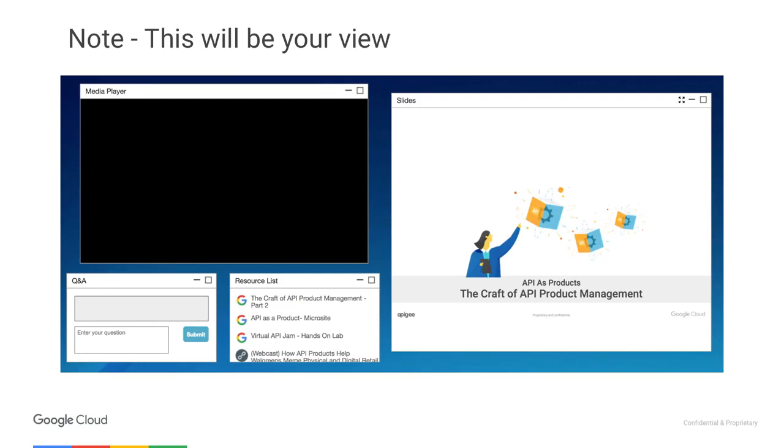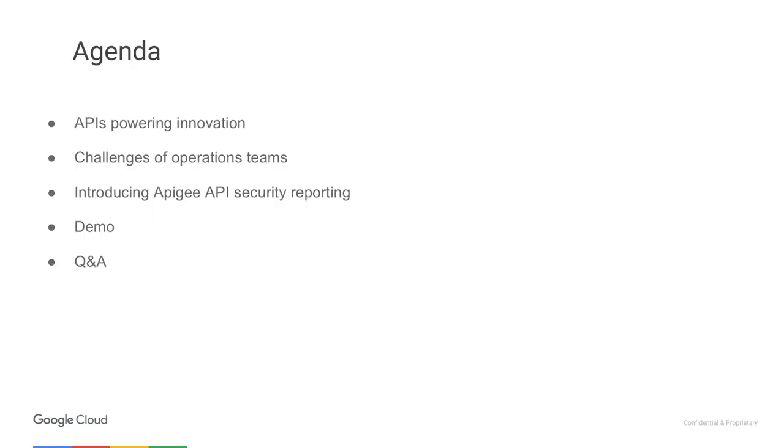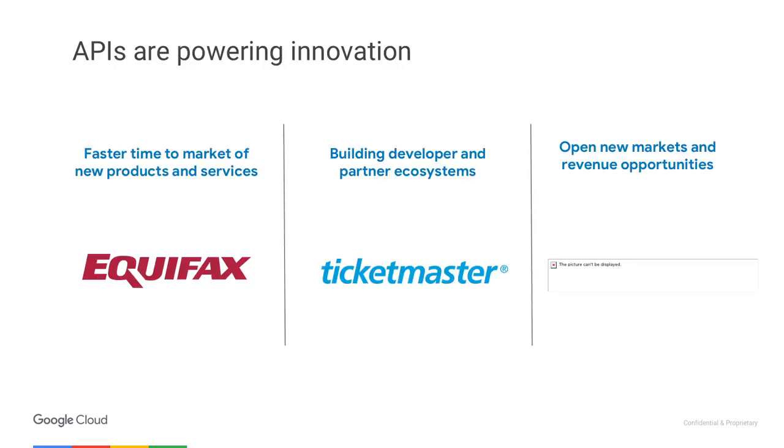So let's get started. We will begin this webcast by talking a little bit about the evolution of APIs and how APIs have evolved from being agents of access to powering digital transformation efforts for several enterprises. And we will learn what this means for operations teams in terms of added pressure and some of the challenges. And we will be introducing you today to Apigee's brand new feature called API Security Reporting. We will learn about the key components of this feature, and we will also do a deep dive demo into the functionality.